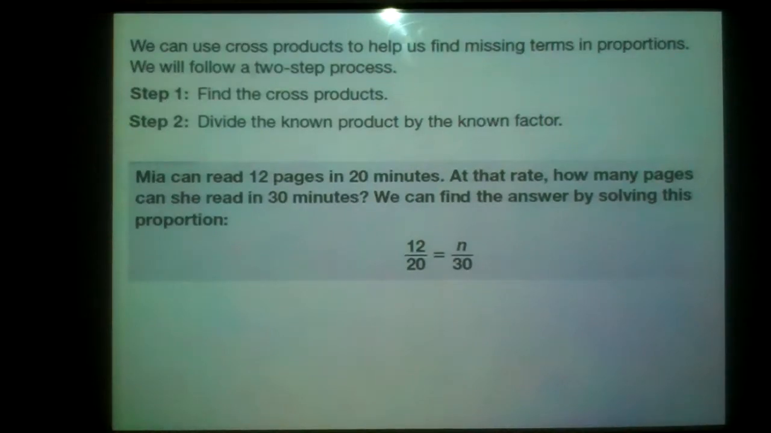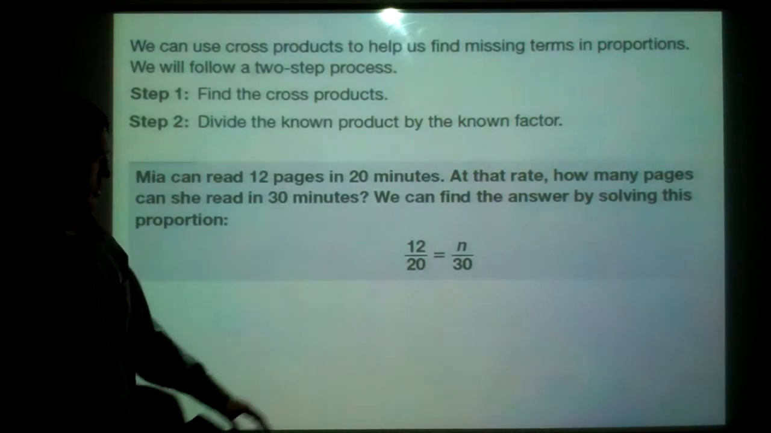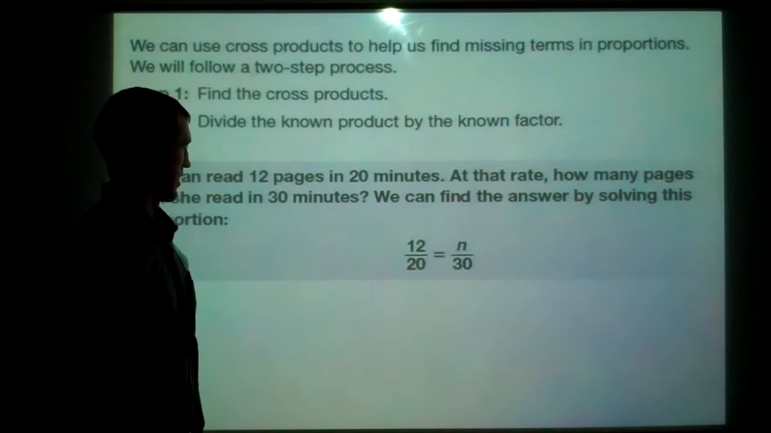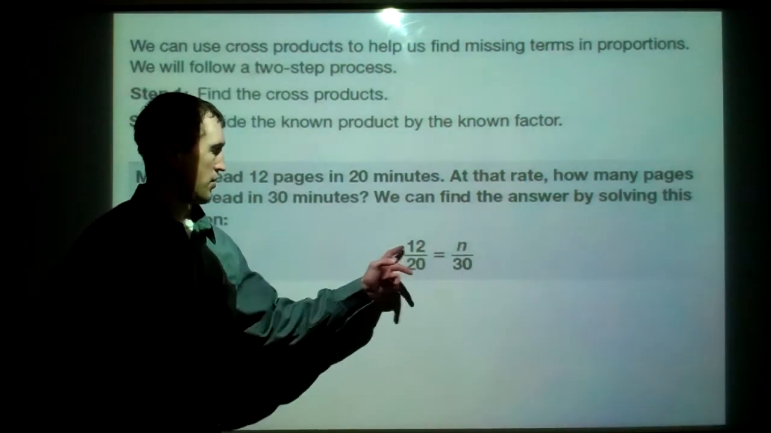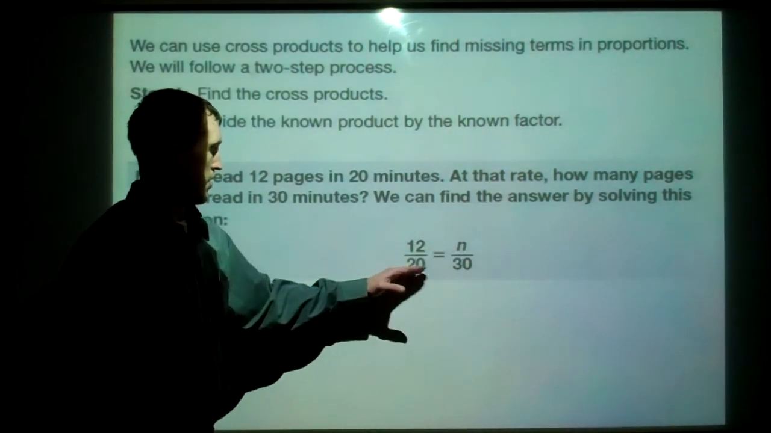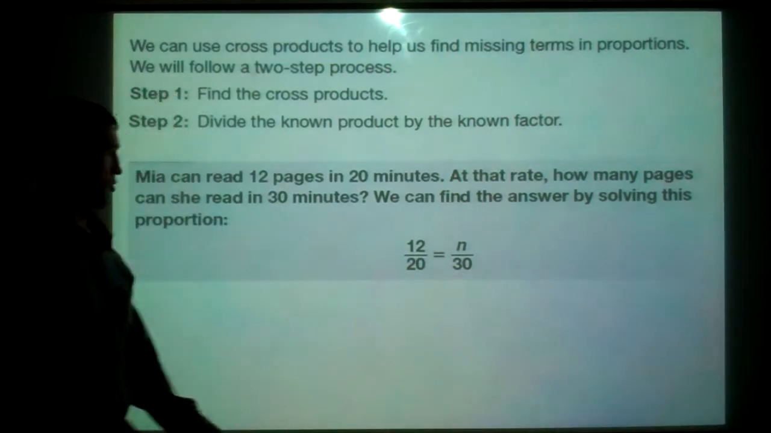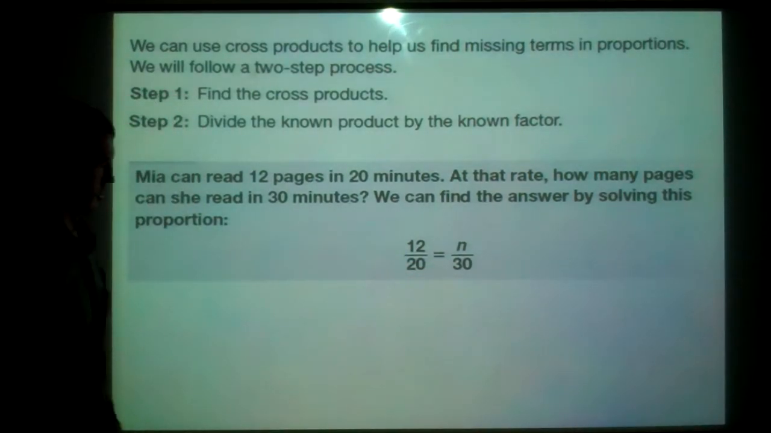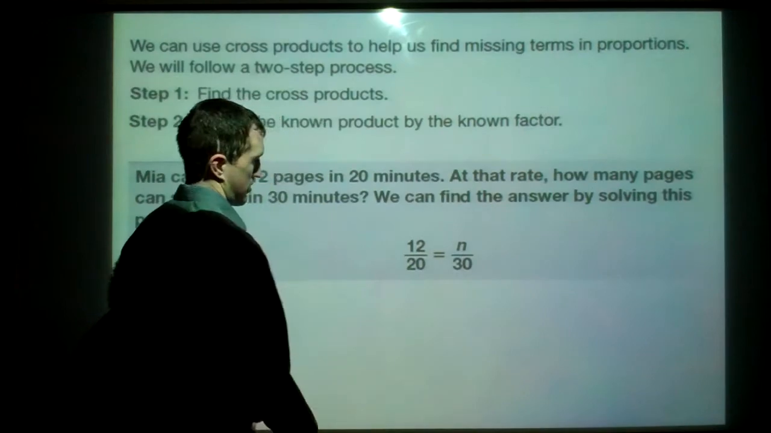So this one's already set up for us, but in the future we'll have to set this up on our own. It says Mia can read 12 pages in 20 minutes. At that rate, how many pages can she read in 30 minutes? We can get the answer by solving this proportion. You will find later on when we set these up, we want pages to be across from each other, and we want minutes to be across from each other. So 20 minutes, 30 minutes. And we're going to try to figure out what n is.